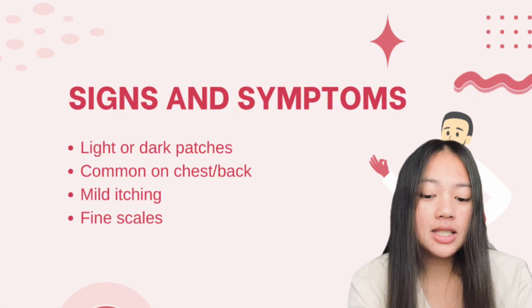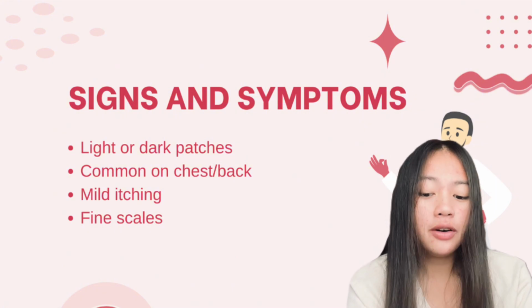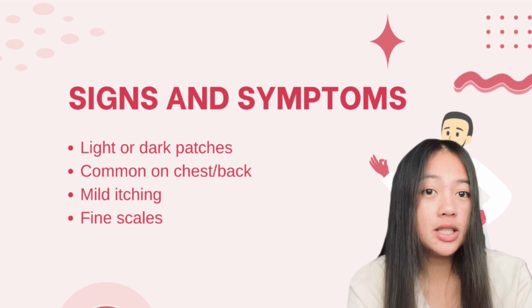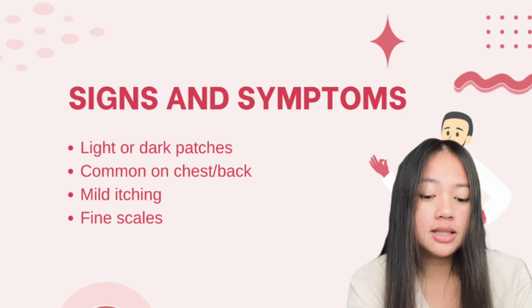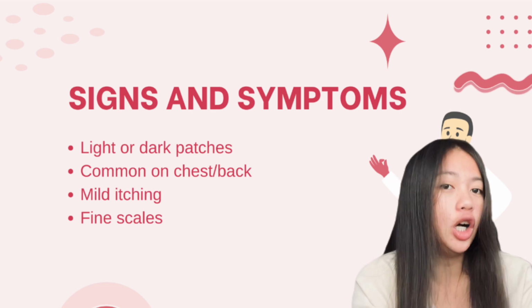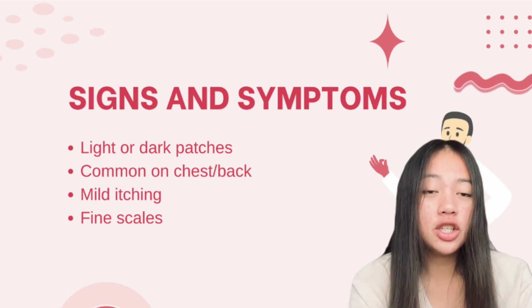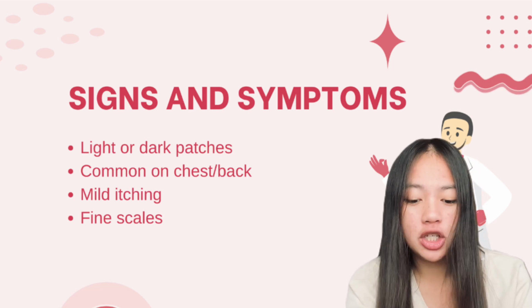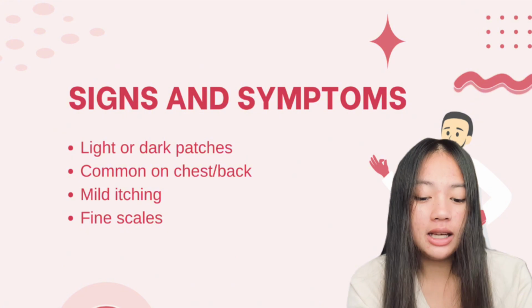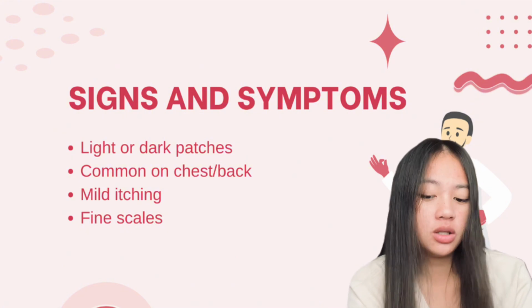We have the main nga symptom is ang skin discoloration. However, patient may also experience light or dark na patches, compared sa ilang normal nga skin color. Second, commonly seen ni sila sa chest, back, neck, and sa mga upper arms area. And then maka-experience pod sila mild itching, especially when sweating. And then fine scaling, which becomes more visible when the skin is scratched.